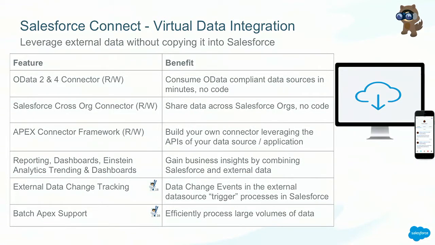There are two key features that we released this winter. One is external data change tracking. We just did a session on this this morning. Really think of it at a high level as triggers. So change events in an external application can trigger processes in Salesforce. And then, of course, from a developer point of view, batch Apex support is really interesting because it allows you to bring in large amounts of data for processing into Salesforce, again, without copying that data into Salesforce.